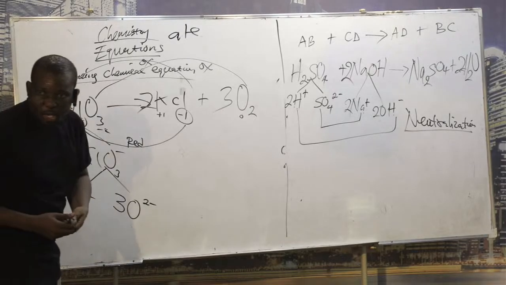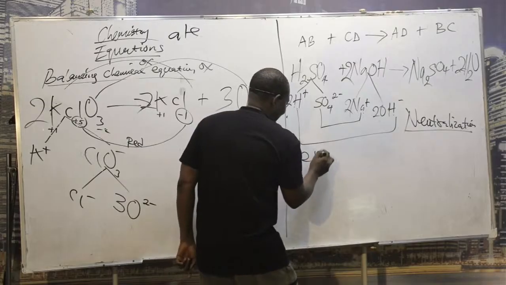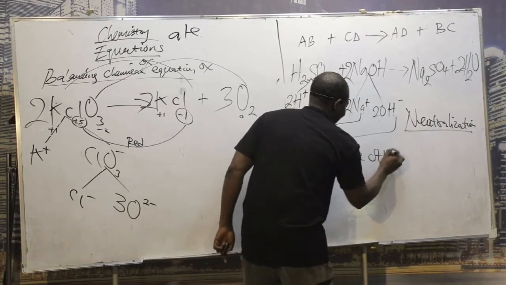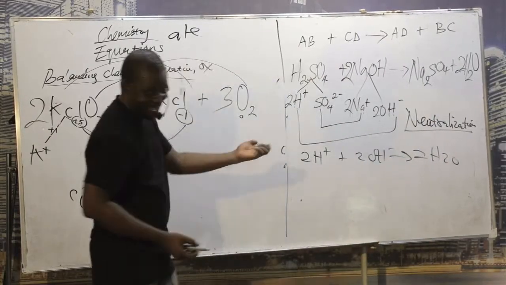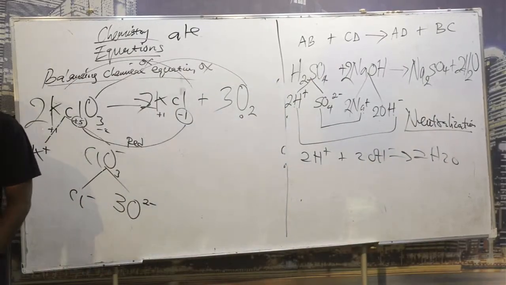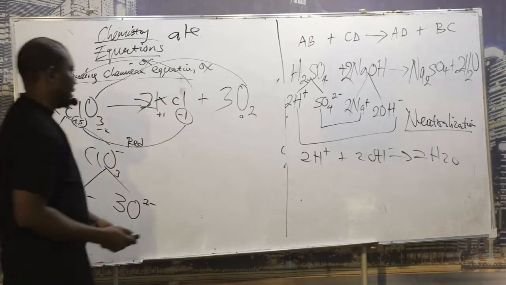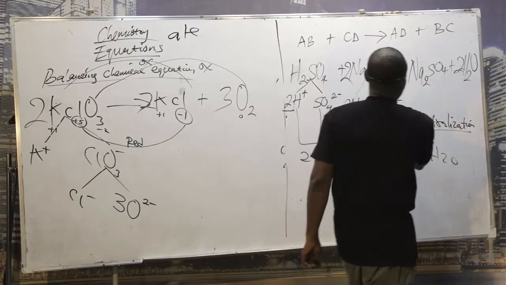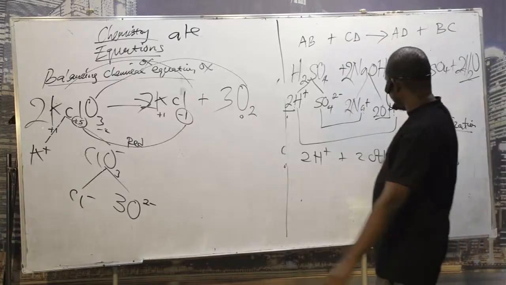Now write the ionic equation for the reaction. The ionic equation for the reaction is what? 2H+ plus 2OH- is equal to what? 2H2O. That's it, the ionic equation. You can just use this plus this equals to this. When you see this equation, it is called what? Neutralization reaction.